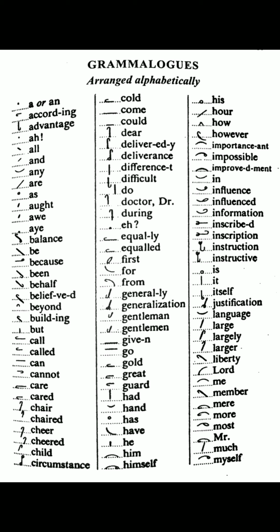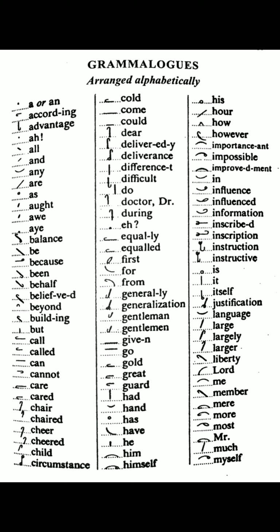S circle T with NS circle on the line for circumstance. K halved with L hook on the line for cold. K on the line for come. K halved on the line for could. D with R hook on the line for dear. D with L hook on the line for deliver, delivered, delivery. D with L hook with NS circle on the line for deliverance.